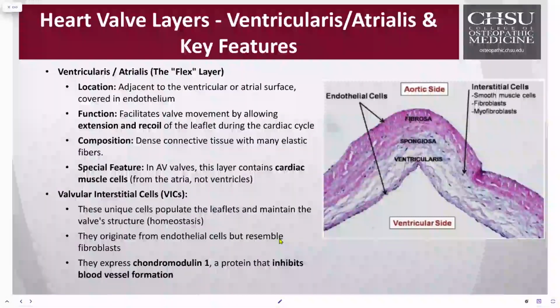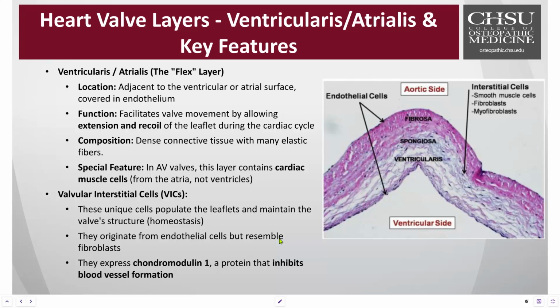Next, we have the ventricularis or the atrialis layer, depending on which chamber surface it faces. We call this layer the flux layer. It lies adjacent to the ventricular or atrial surface and is covered by the endothelium. It's composed mostly of dense connective tissue, rich in elastic fibers, and its main function is to facilitate the valve's movement by allowing the leaflet to extend and recoil smoothly during the cardiac cycle.